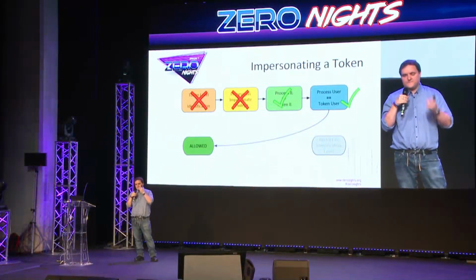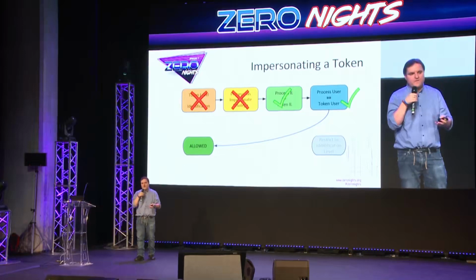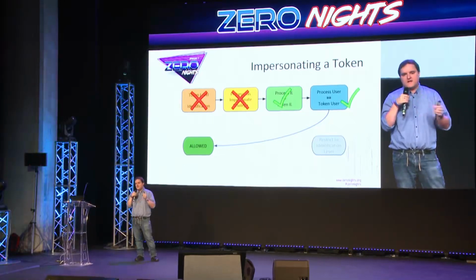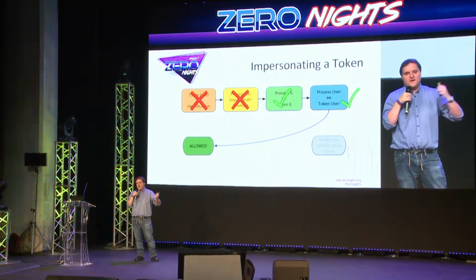And then finally, the final step of the check is, does the process's user match the impersonating user? Which is yes, because we've got a low privilege user running as, say, Alice, and we have a high privilege user, still Alice, just with more groups and more privileges. So we've satisfied our check. We have now impersonated an administrator token.